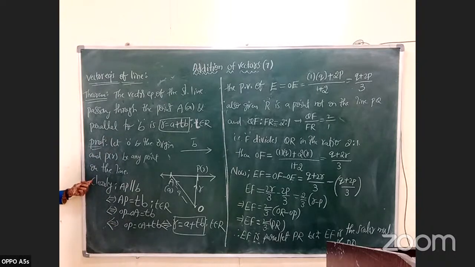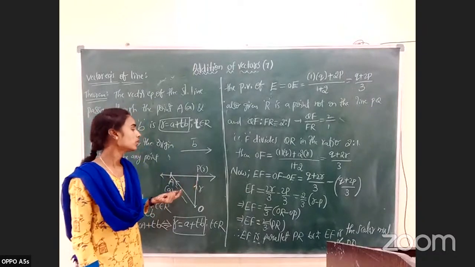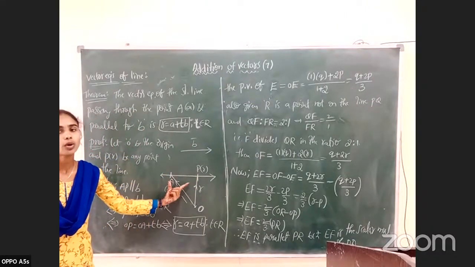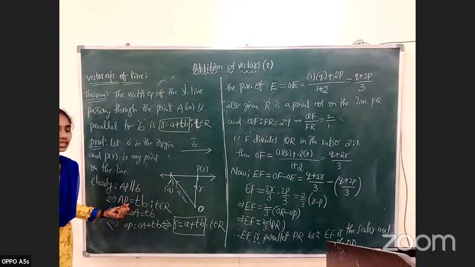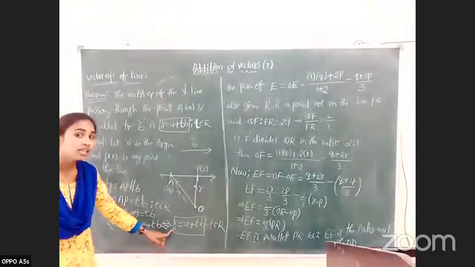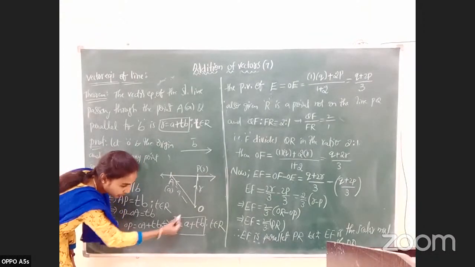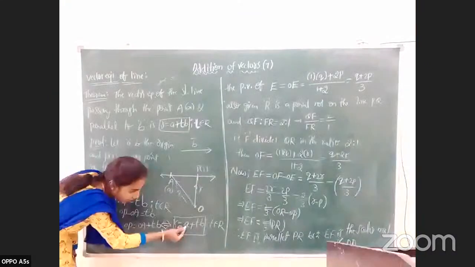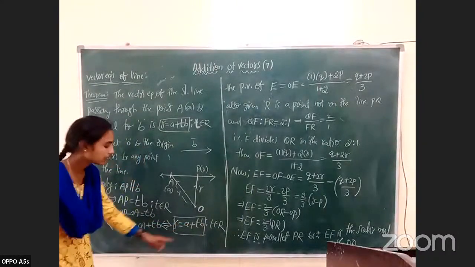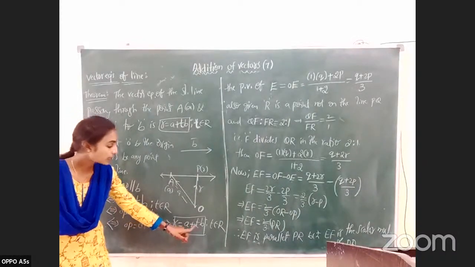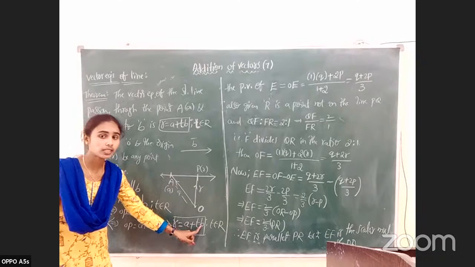So they give a line which is passing through A and parallel to B. We have to find the straight line in vector form. So let us assume a point P on this straight line. Then AP is parallel to B, which means one can be written as the scalar multiple of the other. So we get the vector equation of the straight line passing through A and parallel to B: R equals A plus TB. Here A is the point on the straight line, T is the scalar multiple, and B is the vector parallel to the line.